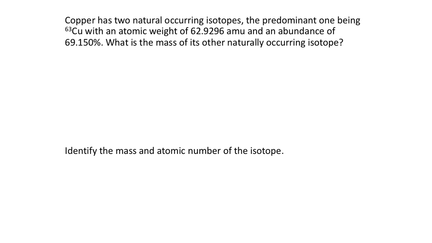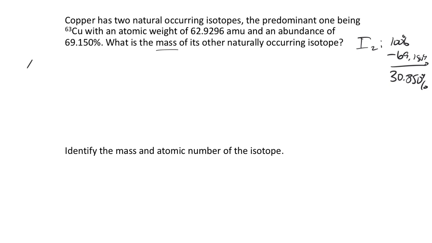isotope 2, that isotope 2 would have an abundance of 100% minus the fraction that's the copper 63, so that's going to leave behind 30.850%. That'll come into play in a minute. So then let's also try to see what we're being asked here. What is the mass of the other natural occurring isotope? So we want to know the atomic weight of the other isotope that naturally occurs for copper.